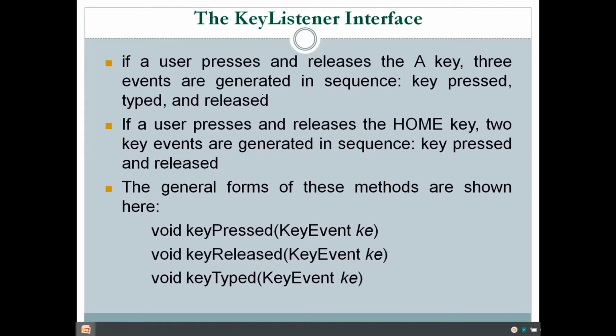If a user presses and releases the key A on the keyboard, the alphabet A, three events are generated in sequence. First the key pressed, then key typed, and lastly key released. If a user presses and releases the home key on the keyboard, only two events are generated. The events are key pressed and key released.